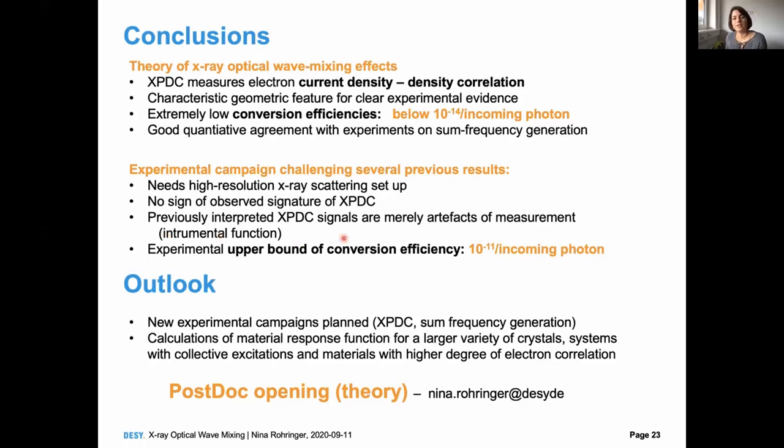And we determined the upper bound of the conversion efficiency experimentally to be 10 to the minus 11 per incoming photon. As an outlook, we have new experimental campaigns planned on X-ray parametric down conversion to hunt for the signal and sum frequency generation.